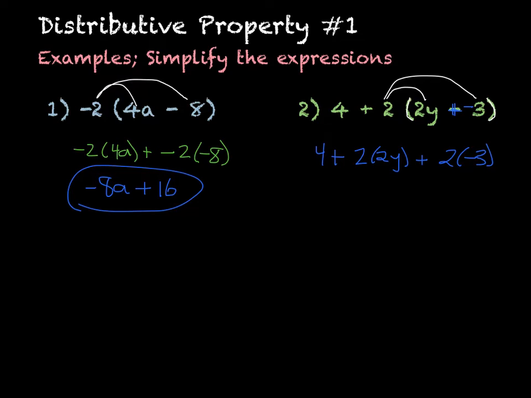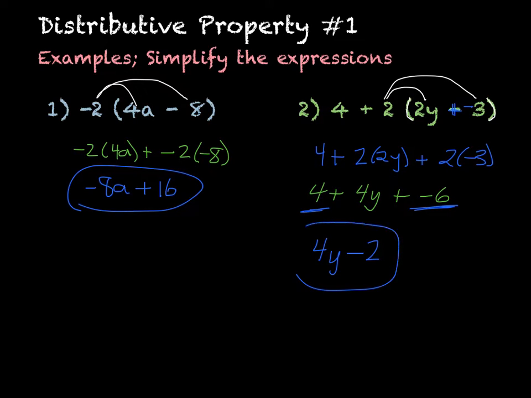2 times 2y is going to give me 4y, plus 2 times negative 3 is a negative 6. At this stage, I'm going to put my like terms together, so I have a negative 6 and a 4, and I'm just simplifying here, giving me 4y minus 4 minus 6 is 2, so 4y minus 2, and that would be your final answer.